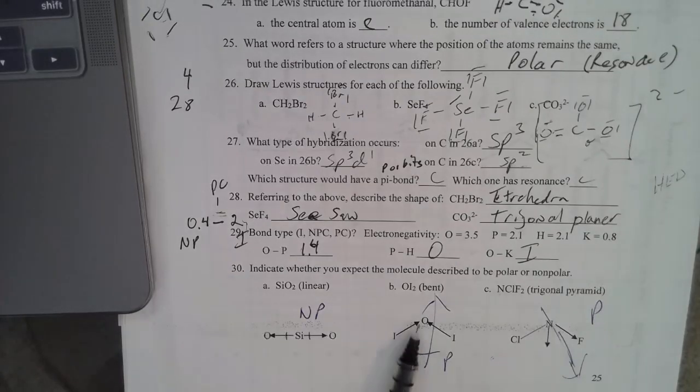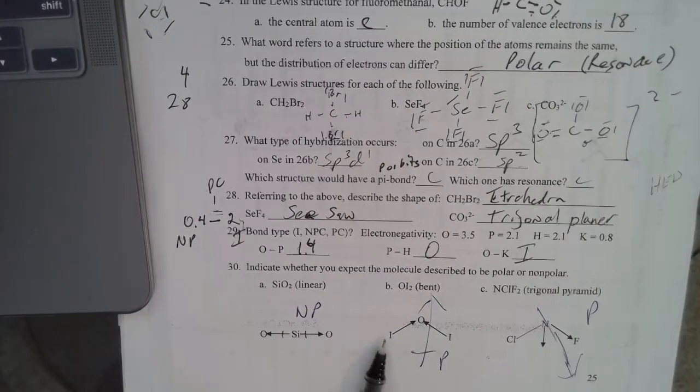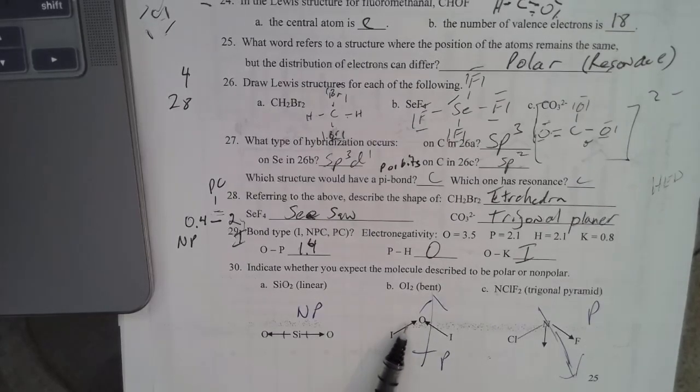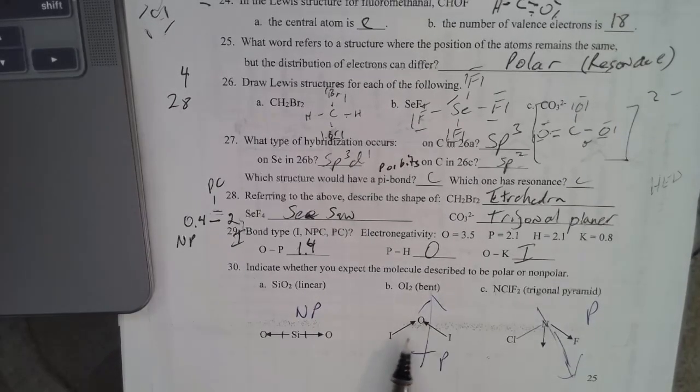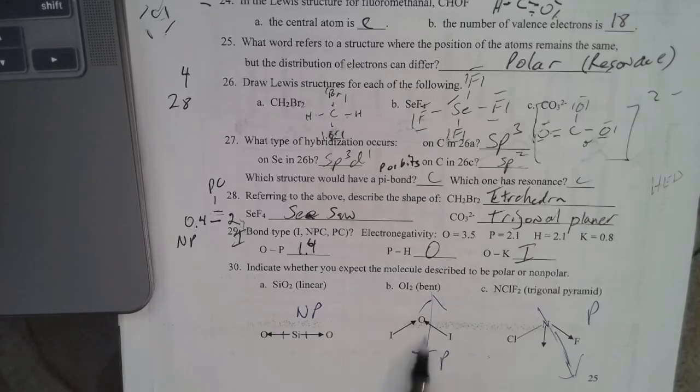Here we have OI2, which is bent. Again, these are polar bonds. We can see that by these dipole arrows. So everything is going towards the oxygen, and nothing is pulling it this way, downward. So that is a polar molecule.